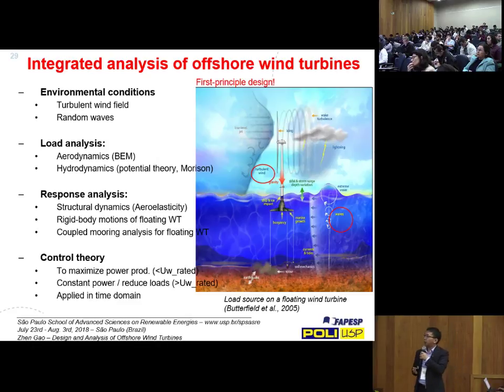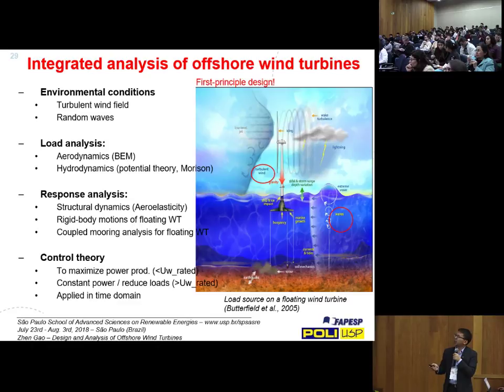Yes, so this is a very important slide in my lecture. I borrowed it from Butterfield. And this is, of course, an exaggerated situation from the load point of view for a floating wind turbine. A wind turbine has a very large diameter, so it operates over a very large area where you have turbulent wind field conditions. The wind speeds along the wind direction are not uniform and they are not constant. Constant means variation in time. Uniform means the spatial variation is not uniform.